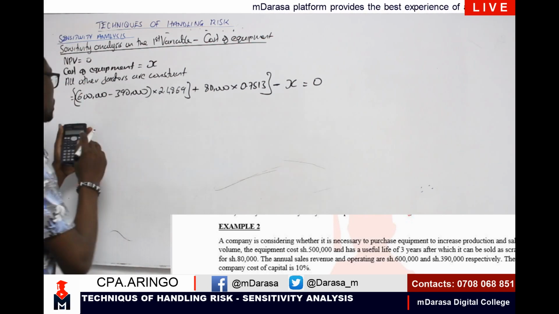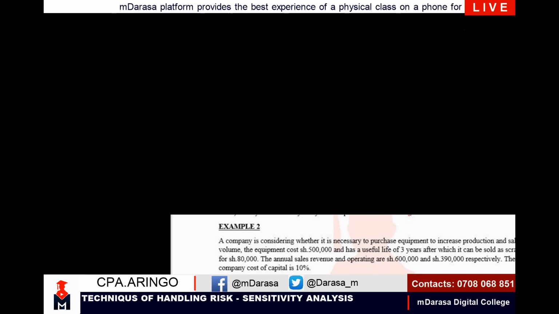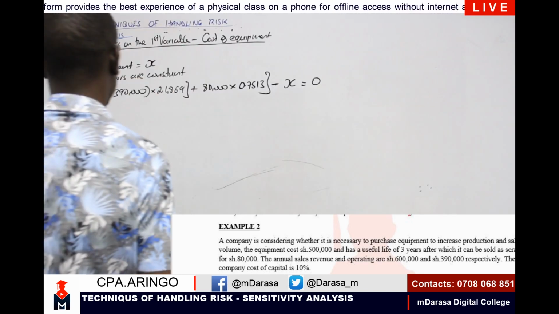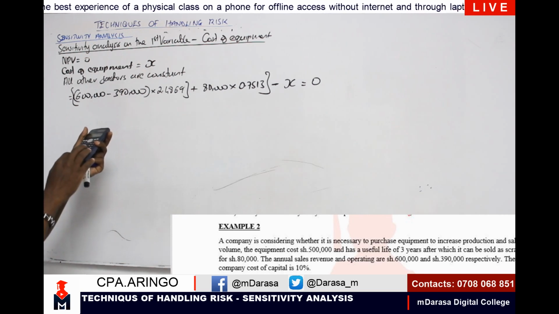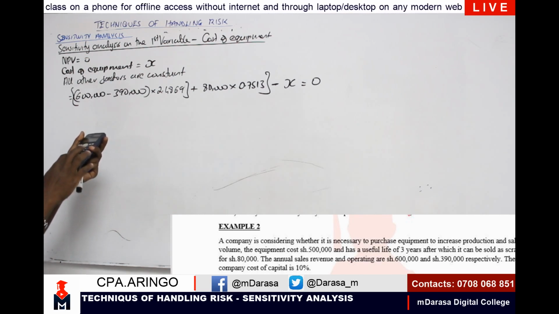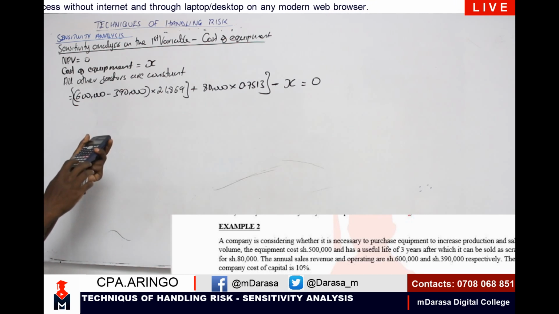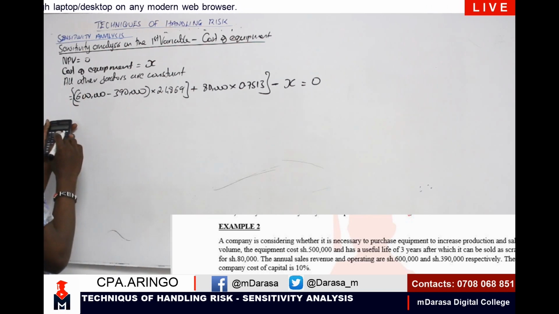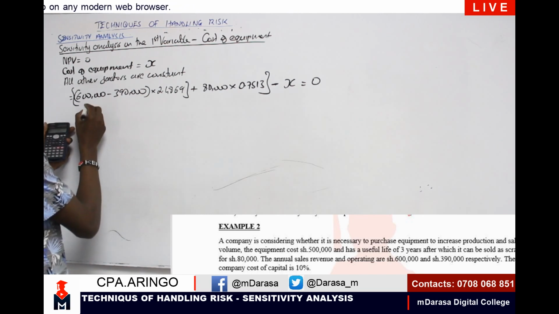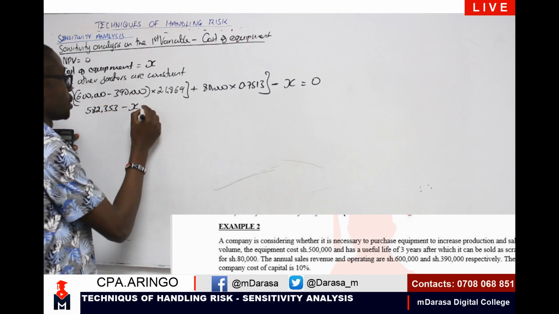So for the value of X, I'll be having 600 minus 390, times 2.4869, plus 80 times 0.7513, minus X. So I'm having 582,353 minus X, which is equal to 0.